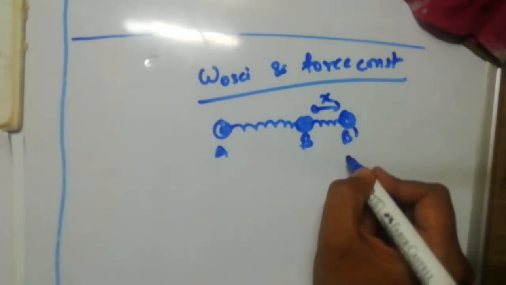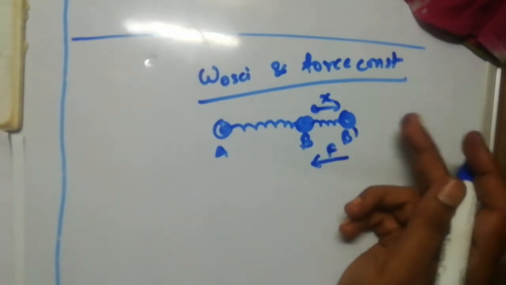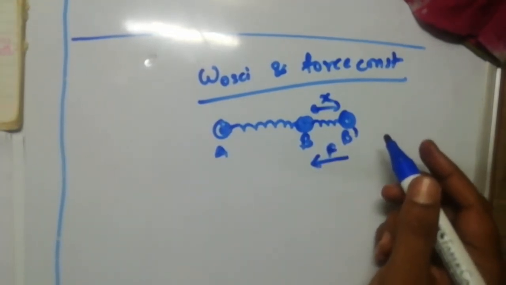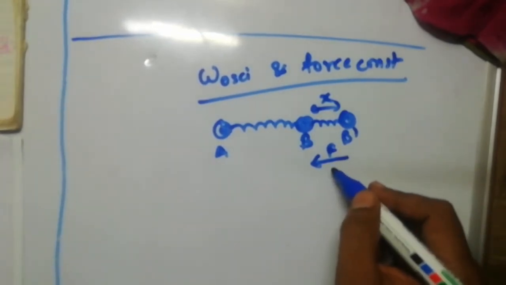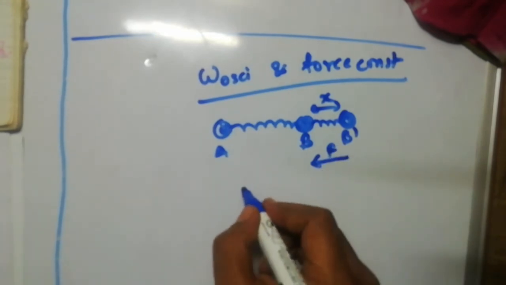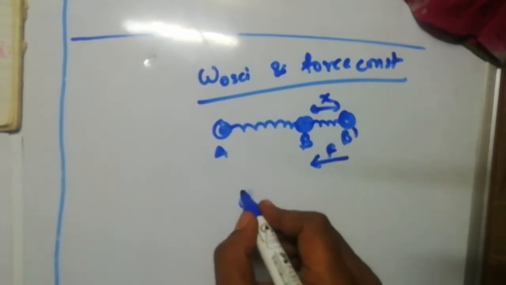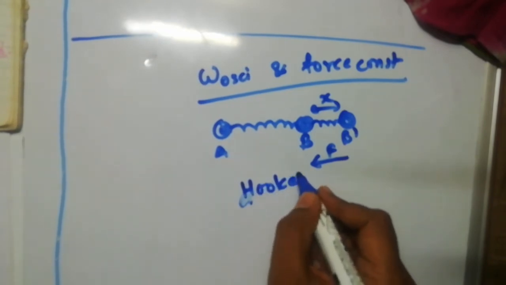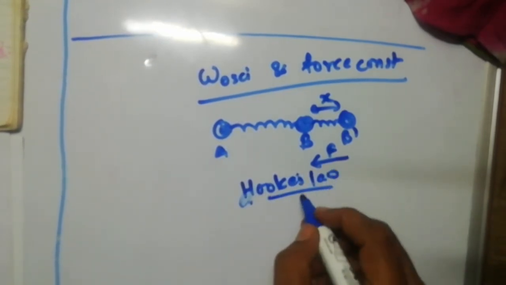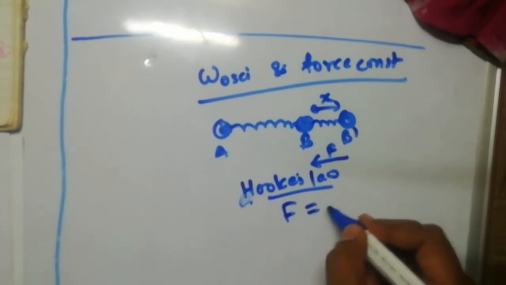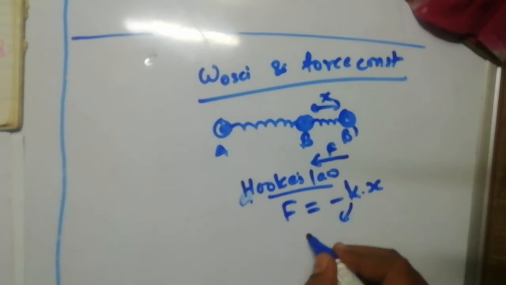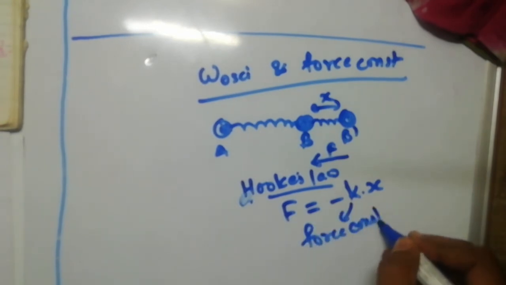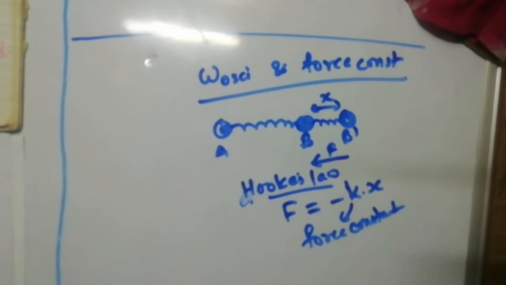Now there will be one restoring force acting over here to get it back to the original position, and that is called the restoring force. This restoring force F essentially obeys Hooke's law. What is Hooke's law? Hooke's law tells you that the restoring force F is equal to minus kx. What is k here? k is called the force constant.